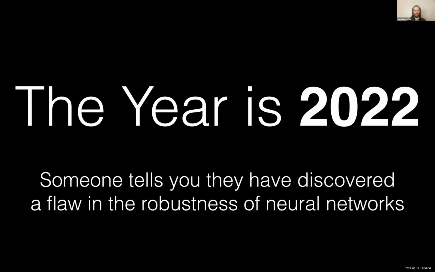And so today, someone tells you they discovered a flaw in the robustness of neural networks. And you ask, what's the best image that you could use before you had to get a misclassification? And the answer is something like this, where this image is misclassified as an 8 by a state-of-the-art MNIST trained model.